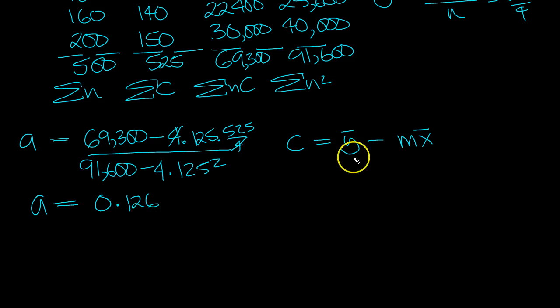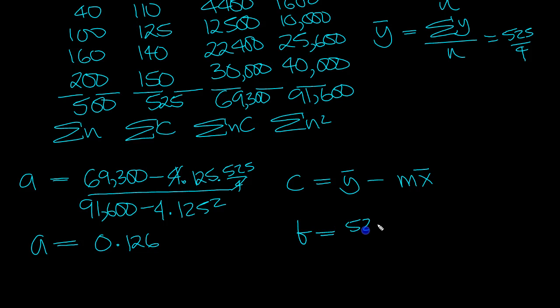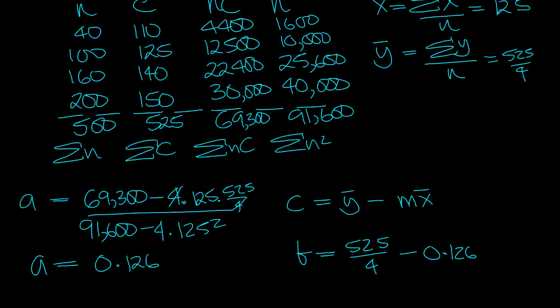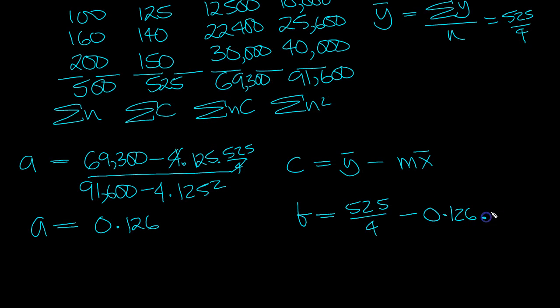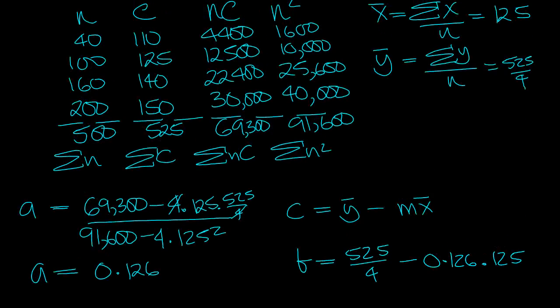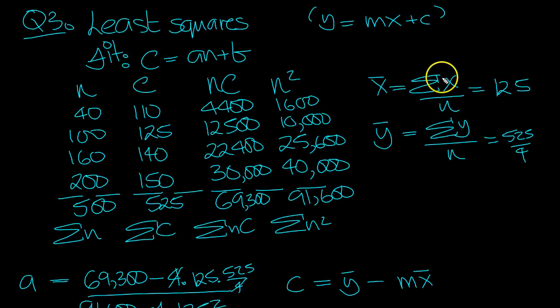And c, let's see if c is right as well, which is the value b, isn't it? So I'll have to double check this now. Y bar, 525 over 4, minus m, 0.126, times x bar, 125, which I don't think is going to work out right as well. So let's have a look here then and see where we've gone wrong.